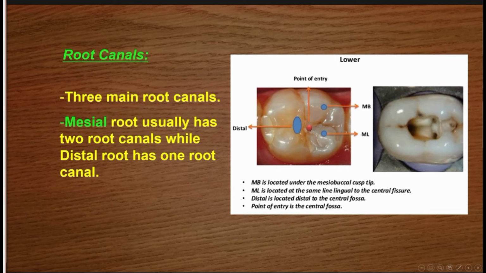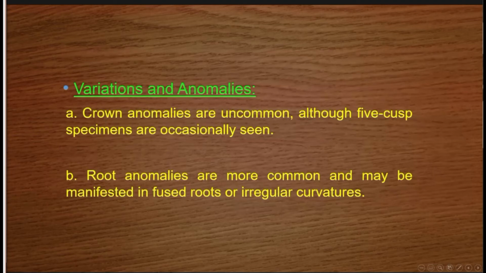Variations and anomalies. Crown anomalies are uncommon, although five cusps are very occasionally found; you will find that the second molar also has five cusps. Very rare. Root anomalies are more common and may be manifested in fused roots or irregular curvature. In the second molar, there are some curvatures. Why? Because the space is already becoming smaller. So there may be unwanted curvature, there may be fused roots with less space. These anomalies you can see.